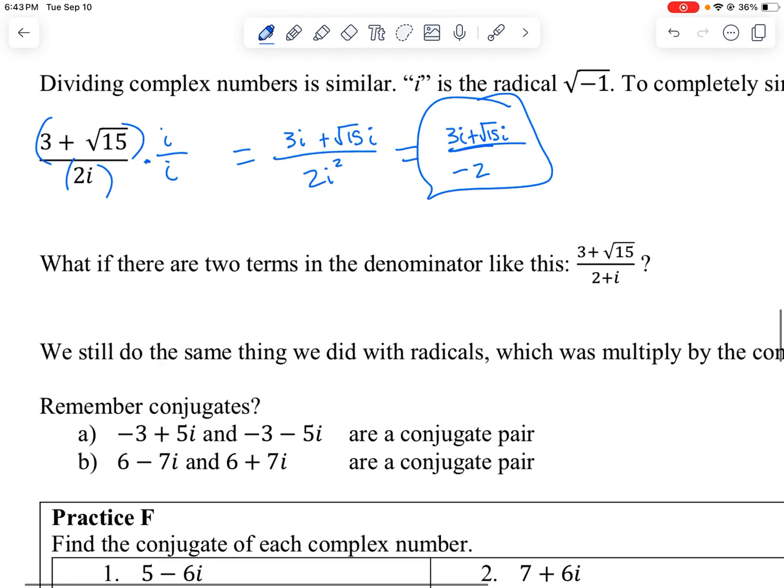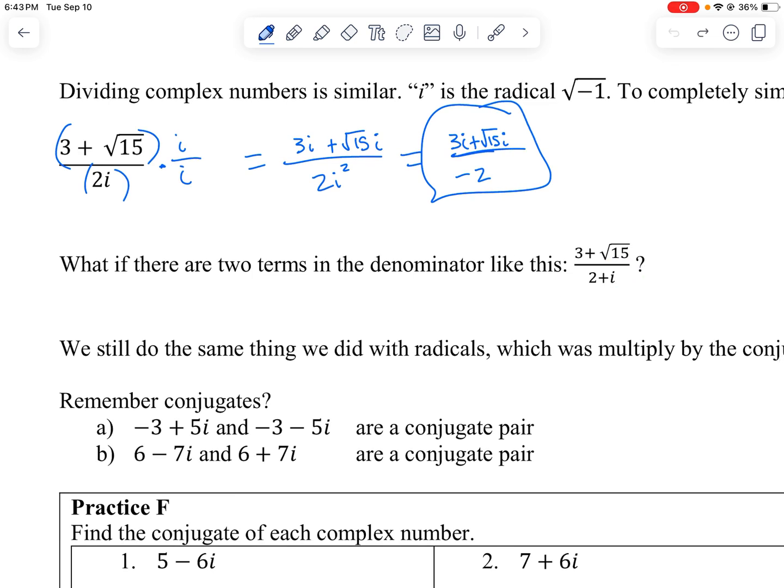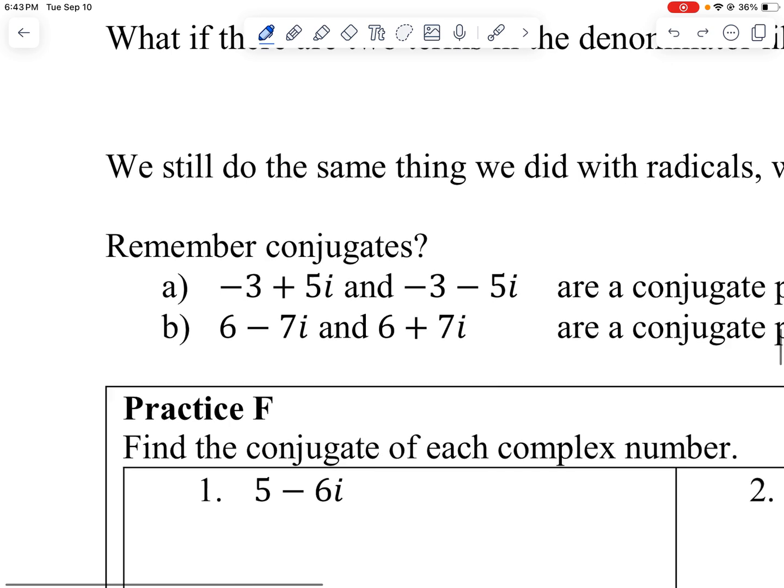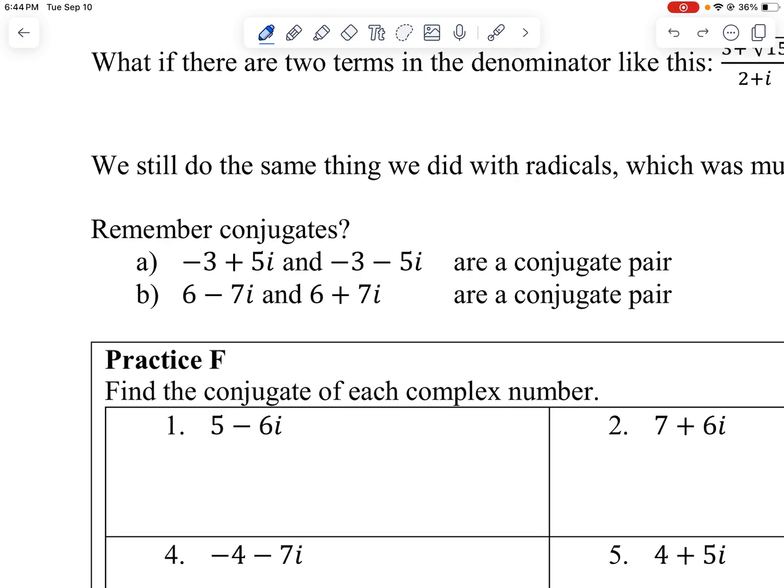So the next part, what if there's 2 terms in the denominator like this? Well, just like when we had dividing radical expressions, or expressions with radicals in the denominator, you have to use the conjugate again. So a reminder that the conjugate is the same binomial, except you change the operation in the middle. So plus in the middle becomes minus, minus in the middle becomes plus. Conjugates are in pairs. They're always in pairs.